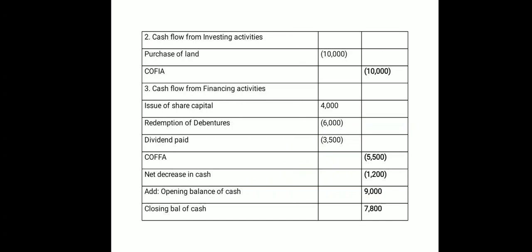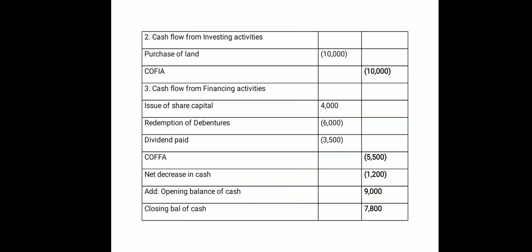Then from the additional information we had dividend paid. How much dividend are we paying? We are paying 3,500. Again paying, that means outflow, so again it is a negative amount. So 4,000 minus 6,000 minus 3,500. Finally we are again going to get cash outflow from financing activities of 5,500.